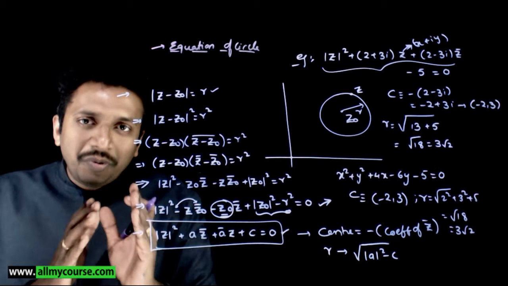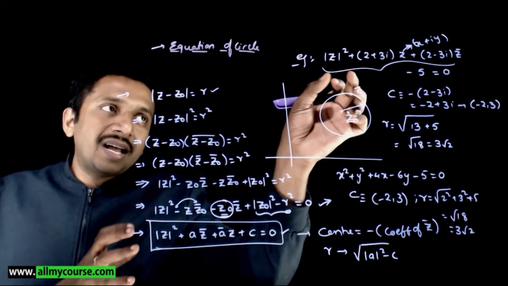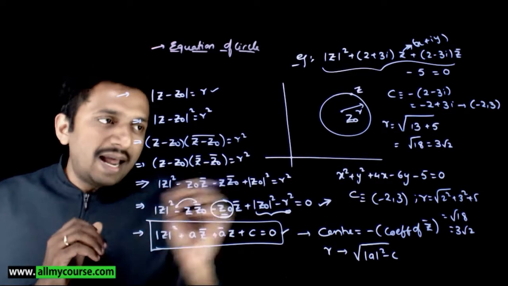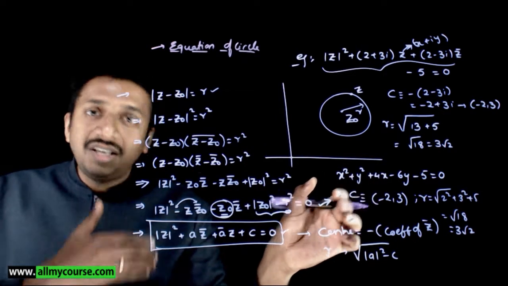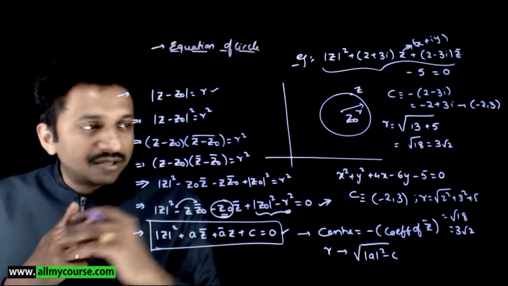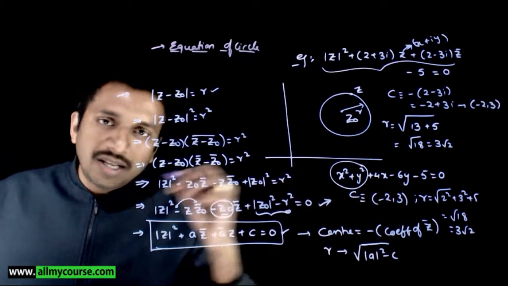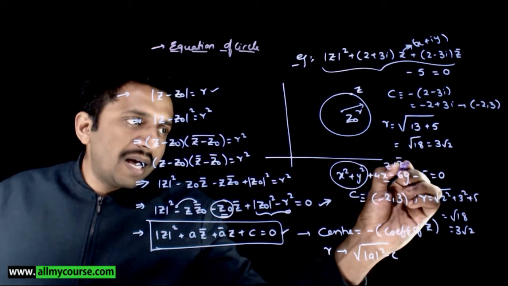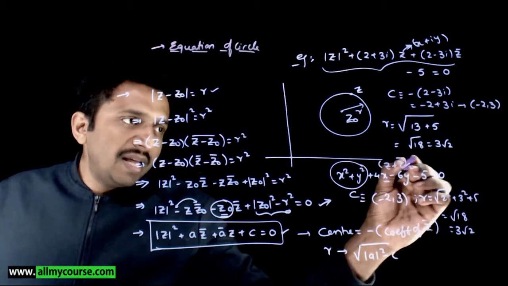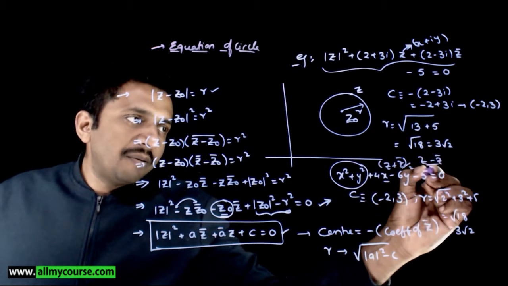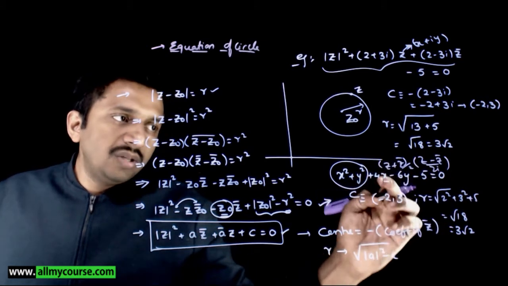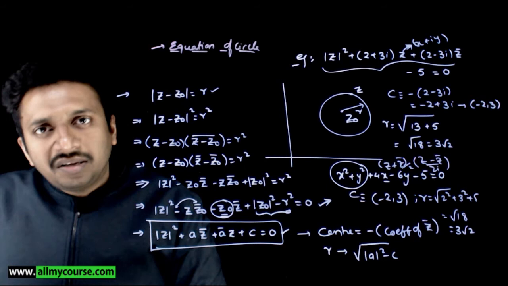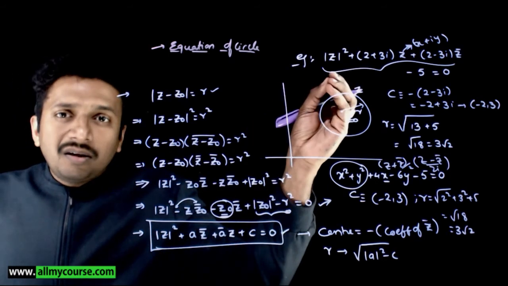So I hope you understood how to convert a complex equation of a circle into Cartesian form. And if you want to convert a Cartesian equation into the complex form, x square plus y square is nothing but mod z whole square, and x is z plus z bar by 2 and y is z minus z bar by 2i. So if you do these two substitutions, again it will get converted back into the complex form.